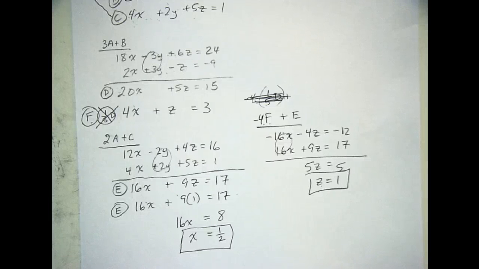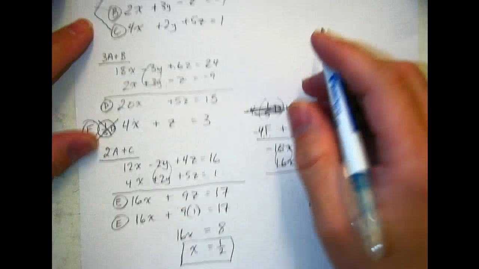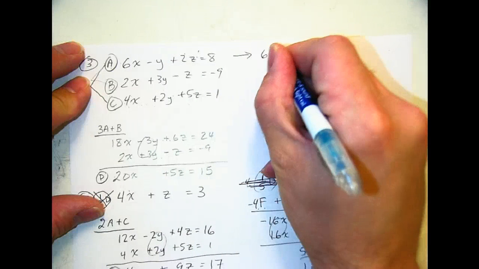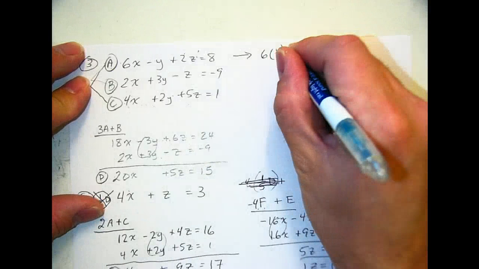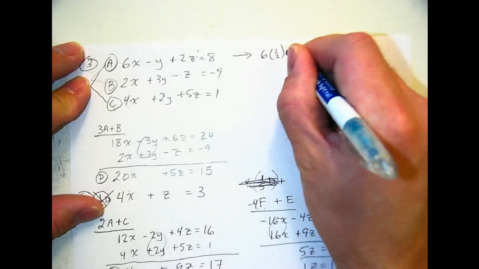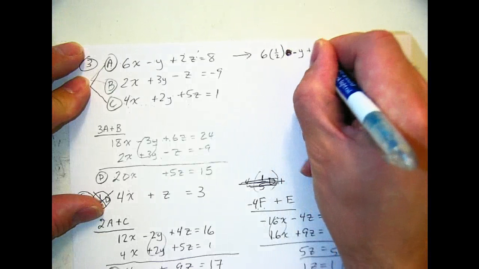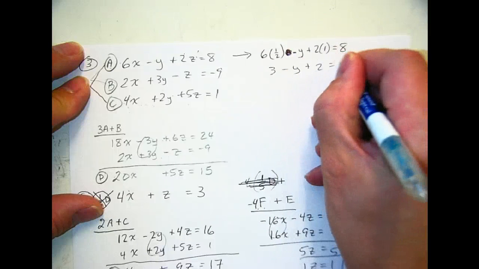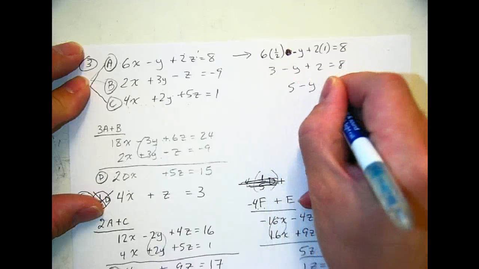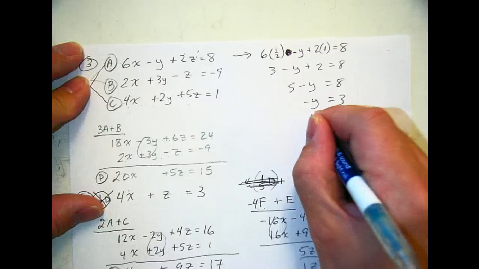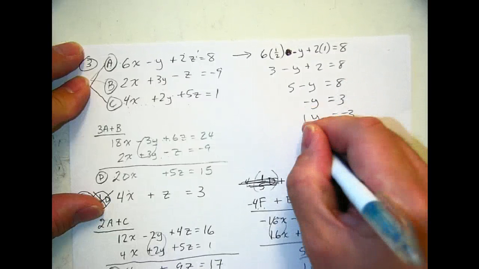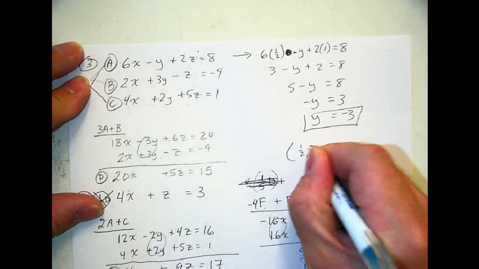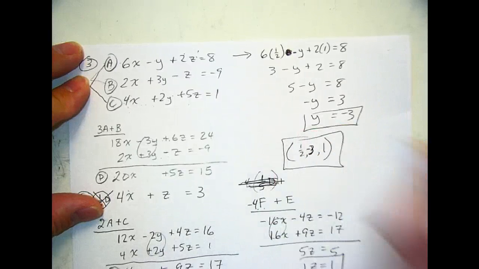Okay, how are we going to find Y? Plug X and Z into A, or B or C. It doesn't matter. I'm going to use A. So 6 times 1/2 minus Y plus 2 times 1 equals 8. So we get 3 minus Y plus 2 equals 8. So 3 plus 2, we got 5 minus Y equals 8. Negative Y equals 3, so Y is negative 3. Ordered triple, 1/2, negative 3, and 1. Everyone check the answers, make sure they work.